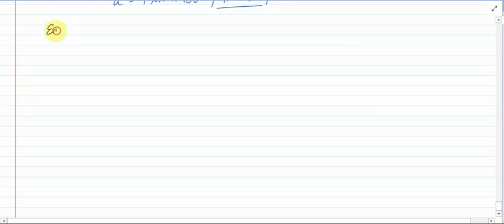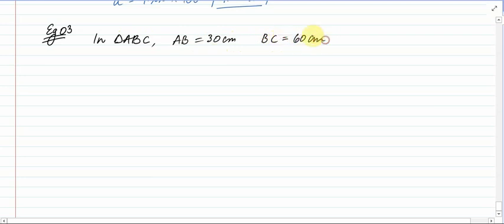So further more examples. Example 3. So you need to try it now by yourself. In triangle ABC, AB is 30 centimeter, BC is 60 centimeter, and angle B is 90 degrees. You need to find the length of AC. So that is your question, right?